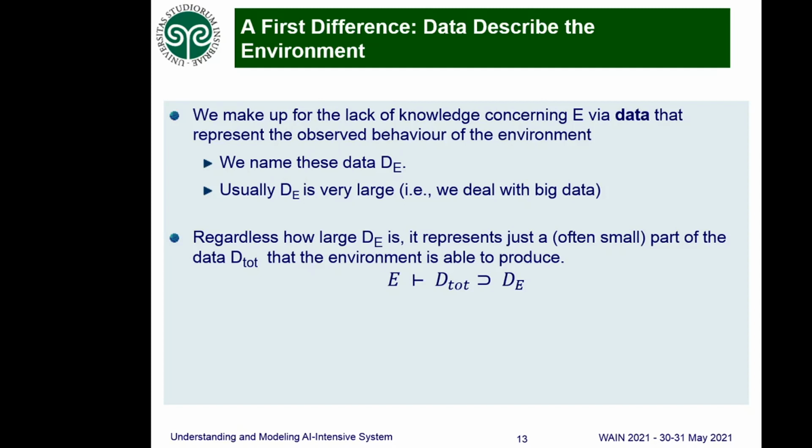Regardless how large DE is, it represents just a part, often a small part, of the data that the environment is able to produce. As shown here, E can produce a set of data D tot, of which DE is just a subset. For instance, we have the records of many chess matches, but they are just a small fraction of the entire set of matches that could be played.